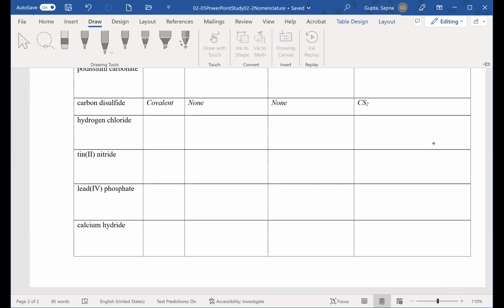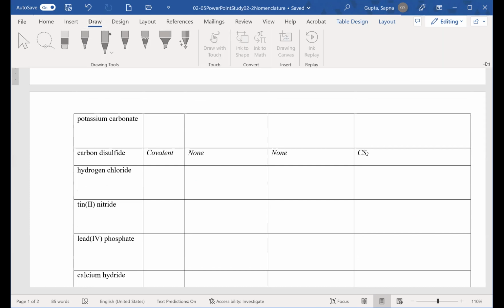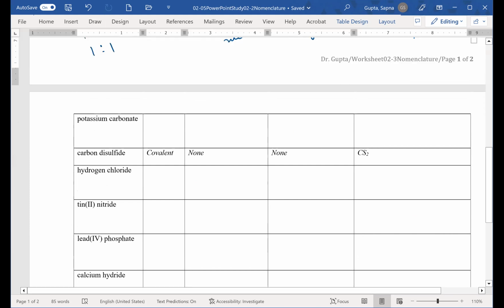Let me see what happened here to my pen. I think my pen is gone. Okay, so just hold on for a second.